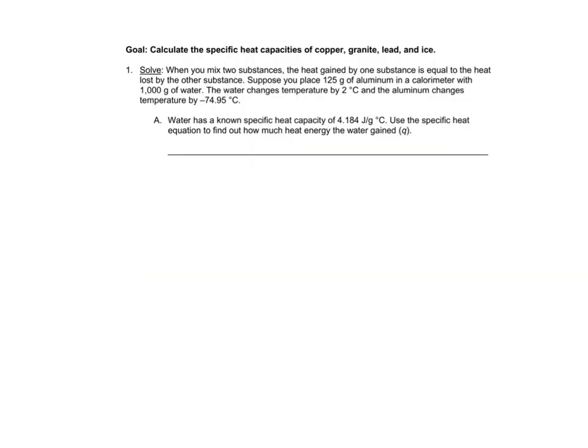All right, so let's go ahead and take a look at the first question in our Gizmo. The goal of this part of the activity is to calculate the specific heat capacities of copper, granite, lead, and ice. So we're going to be using Q equals M times C times delta T to solve for different variables within that equation. The first one says when you mix two substances, the heat gained by one substance is equal to the heat lost by the other substance.